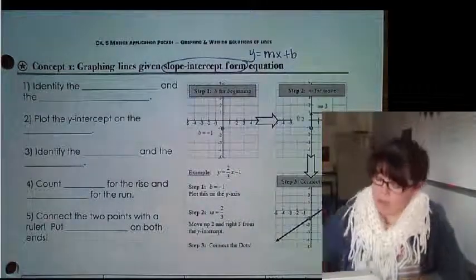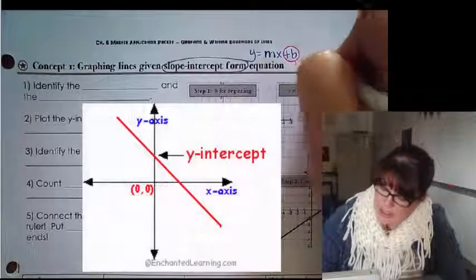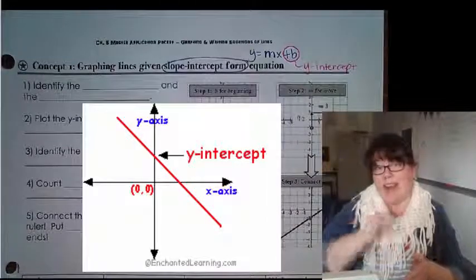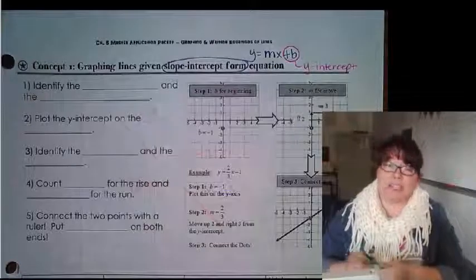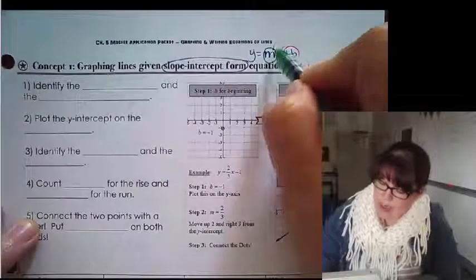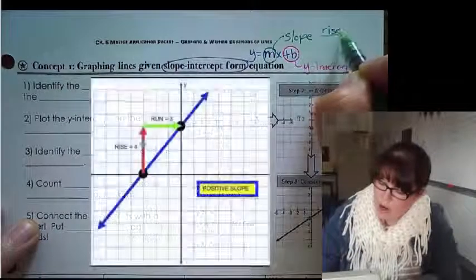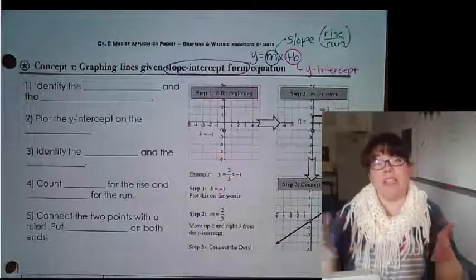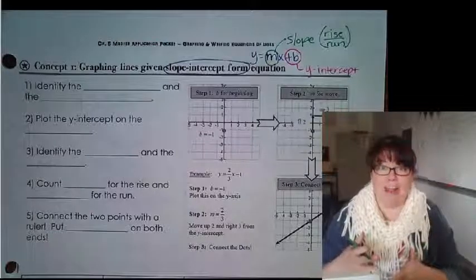Now remember, this plus b here is our y-intercept. That's the number on the y-axis where that line is going to cross or intercept it. The other piece of information that you'll need to know is the m value, which is our slope. And remember, slope is always rise over run. All right, so we're going to take a look at how we use these two pieces of information to graph a line on a coordinate grid. So let's dive right in.